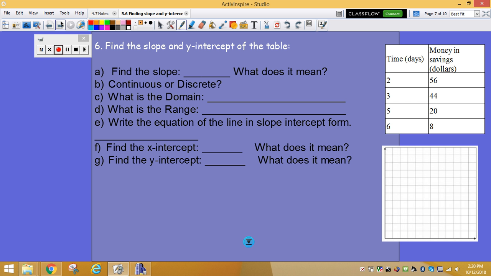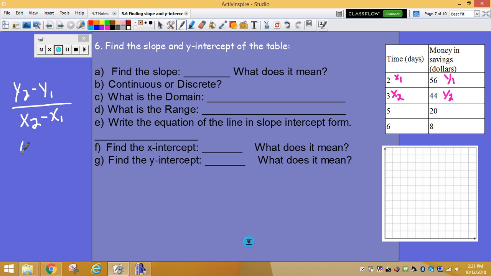Okay, what happens if I give you a table and ask for all of this stuff? Well, you just did lessons on how to find the slope. So remember, to find the slope, you do y2 minus y1 on top and x2 minus x1 on bottom. So I'm going to use this table. I'm going to use x1, x2, y1, and y2. I'm going to plug my stuff in.